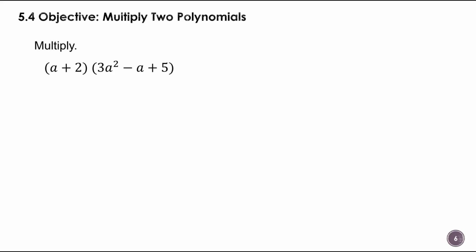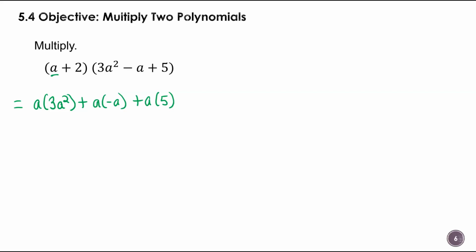For instance, on this question, notice we're multiplying a binomial times a trinomial. So I have to distribute each term. Okay, so also when you're first learning this, you may want to write out more, and that's up to you. So I could say, okay, I'm going to take a times each term. So a times 3a squared plus a times negative a plus a times 5. So there's my distribution of the a term, right?